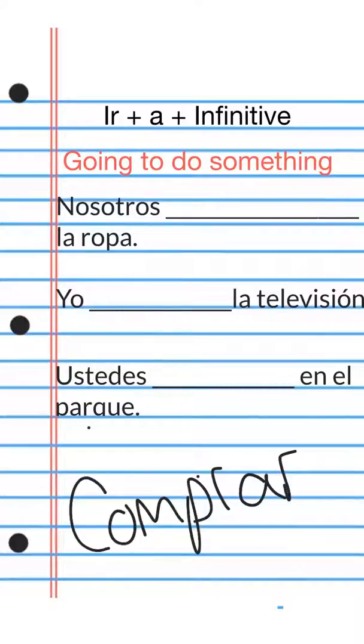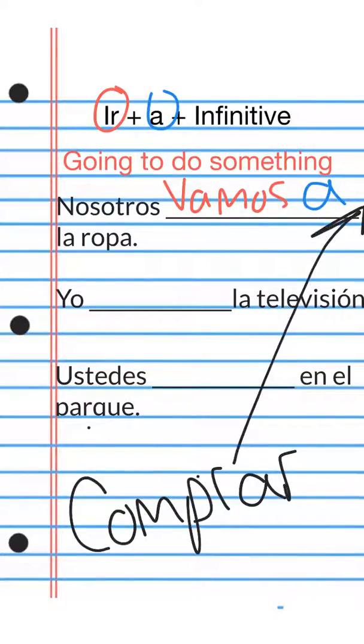You would first have to conjugate the verb ir, which would be vamos. Then you would have to use the word a, and then plug in the infinitive form, comprar. Nosotros vamos a comprar la ropa. We are going to buy the clothing.